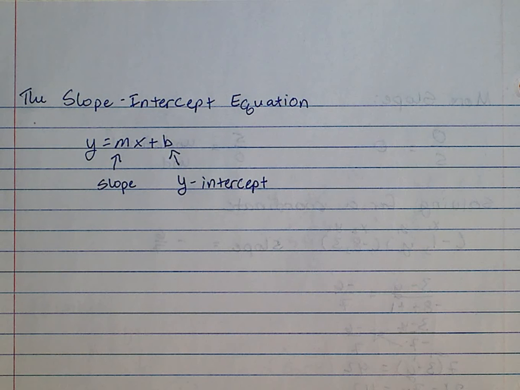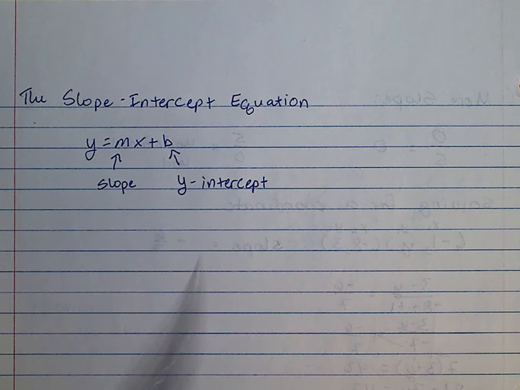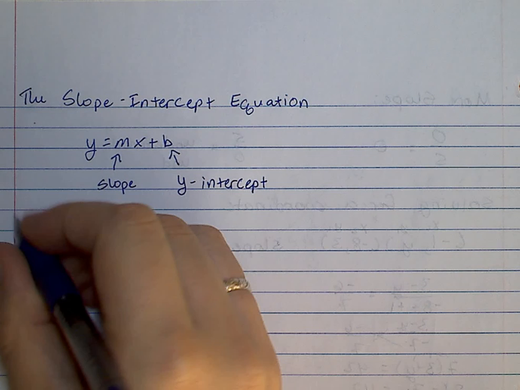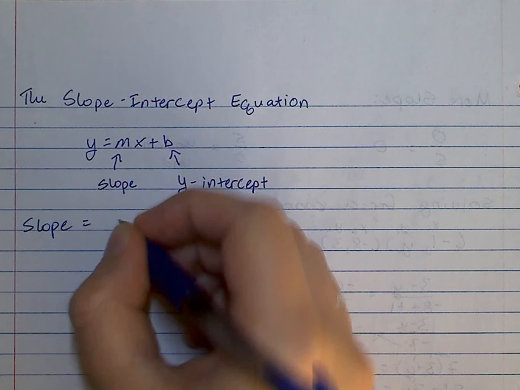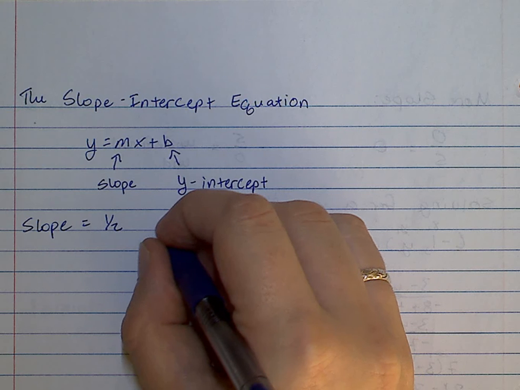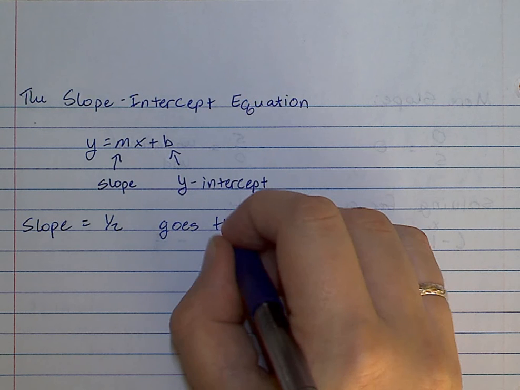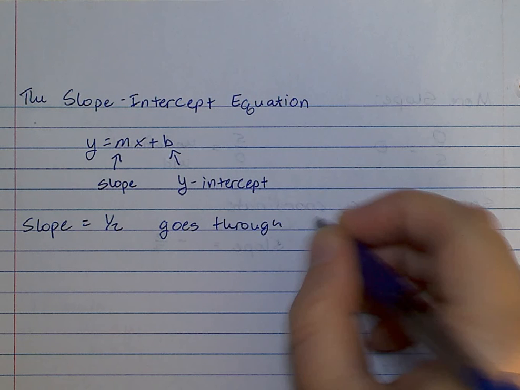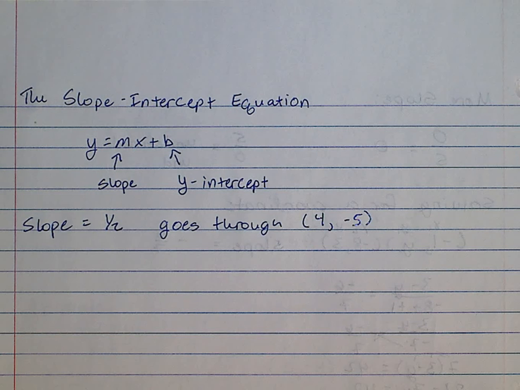Okay. So what we're going to look at today is, let's say that we have a given slope. Let's say that we have a slope that's equal to 1/2. And we have a point. So a line goes through, let's do 4, -5. And we want to find the slope-intercept version of the equation of the line that has a slope of 1/2 and goes through 4, -5.